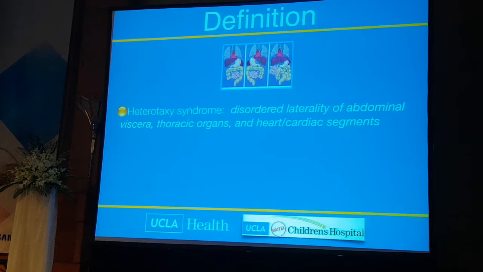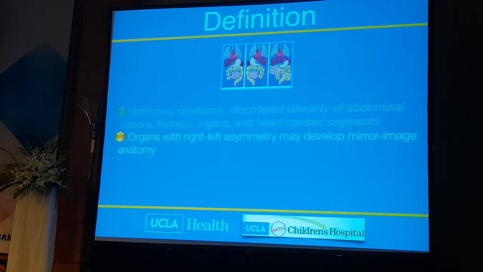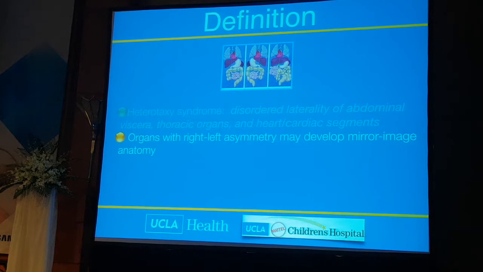So technically speaking, when we're talking in terms of the fetal heart and complex congenital heart disease, heterotaxy is a disordered laterality of the abdominal viscera, the thoracic organs, the heart, and the cardiac segments. So there are multiple abnormalities of the structures and how they're arranged with each other, not just of the heart, but of other structures above and below the diaphragm. We're talking about organs that have right-left asymmetry. These can develop mirror image anatomy. The right could be looking like the left, and the left could be looking like the right, or somewhere in the middle. It doesn't have to be completely one or the other.